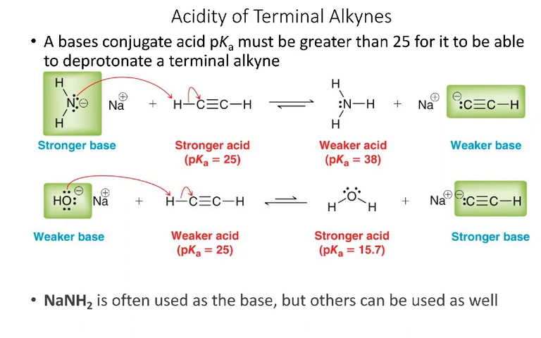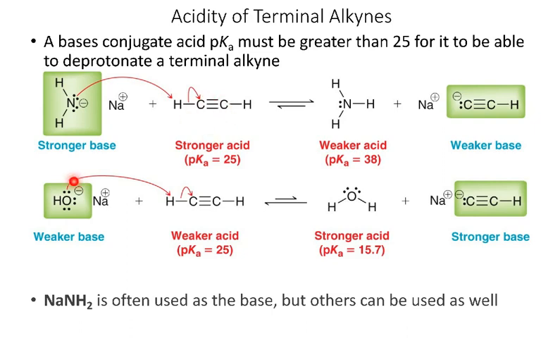And so if you're asked, is a base strong enough to deprotonate an alkyne, what you want to do is compare the pKa's. So compare the pKa of alkynes, which are about 25, to the pKa of the conjugate acid of the base we're trying to use. If the pKa of the acid is bigger than the pKa of the alkyne, then that base is strong enough to deprotonate the alkyne. Right?